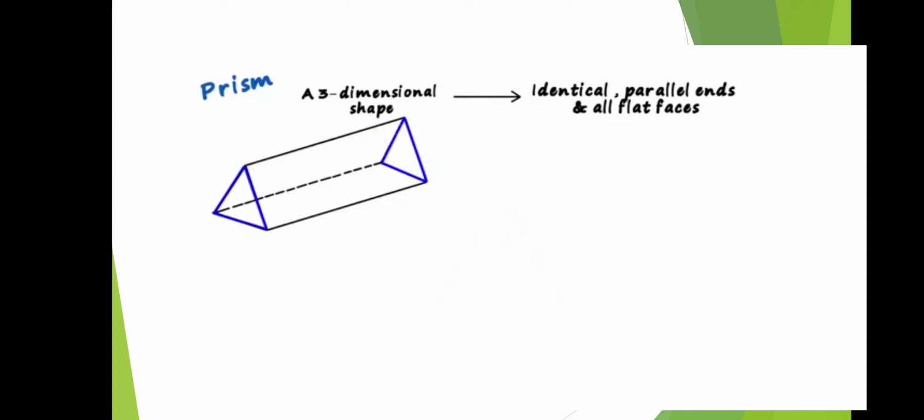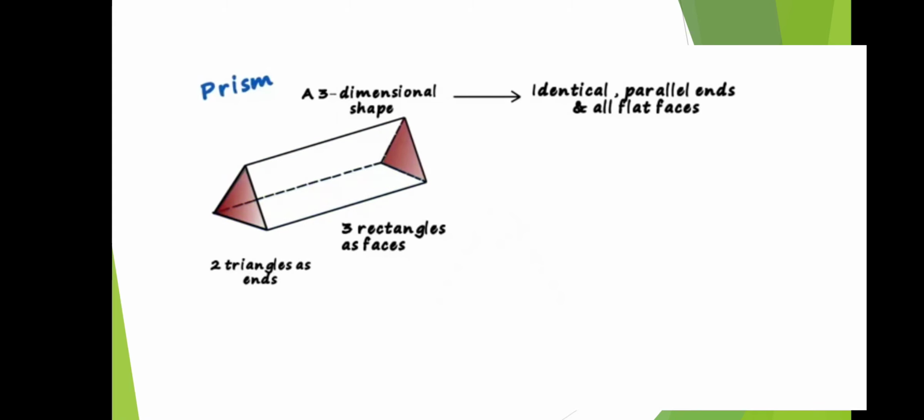Look at the ends of this figure. It's a long figure with 2 ends. Now let me color the 2 ends for you. This figure has 2 triangles at its ends. And it has 3 rectangles as faces. This one in the front, one at the back and one at the bottom.